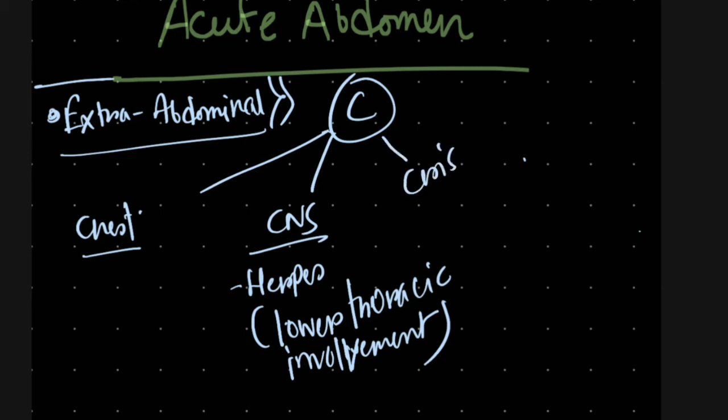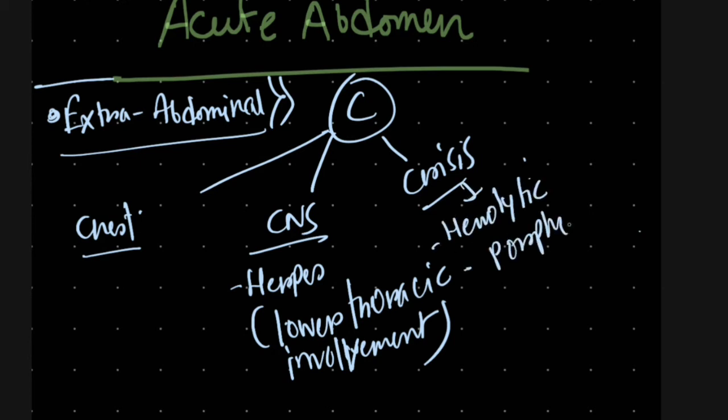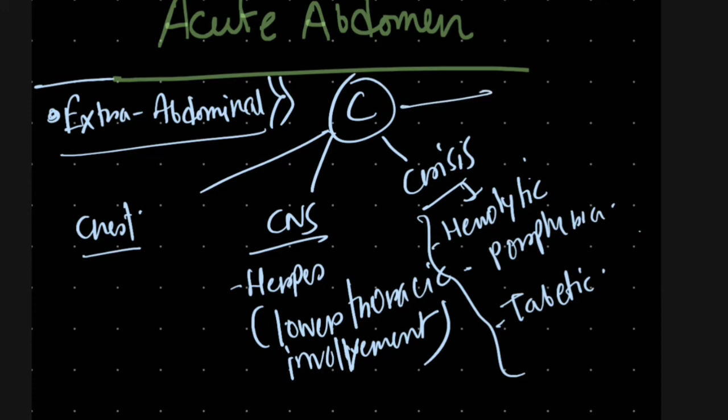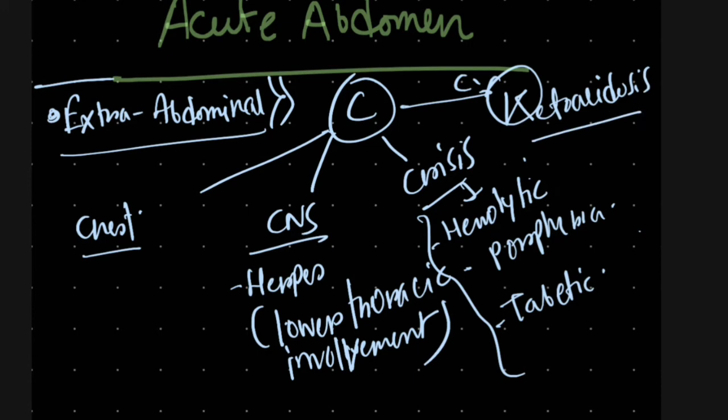Next comes crisis. C for crisis. What kind of crisis can cause acute abdomen? Like hemolytic crisis, then porphyria, tabetic crisis. These things can cause acute abdomen. Then you have to pronounce C like K here. Okay, we are replacing C with K for the fourth cause. Here it is ketoacidosis. That is again diabetic ketoacidosis, which is a metabolic cause.